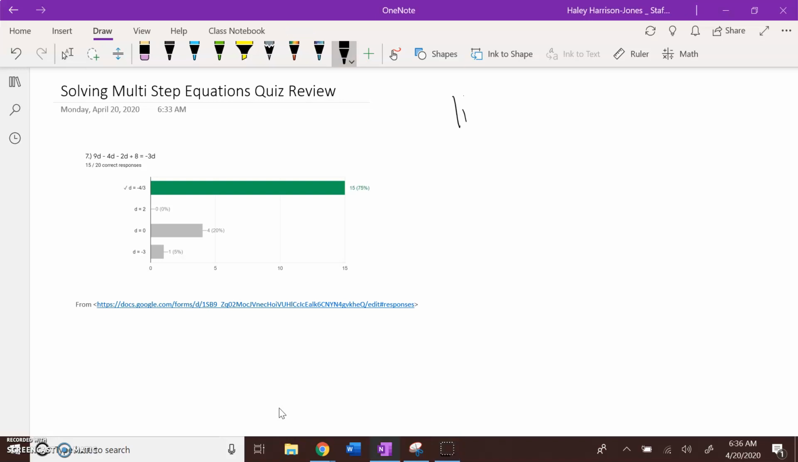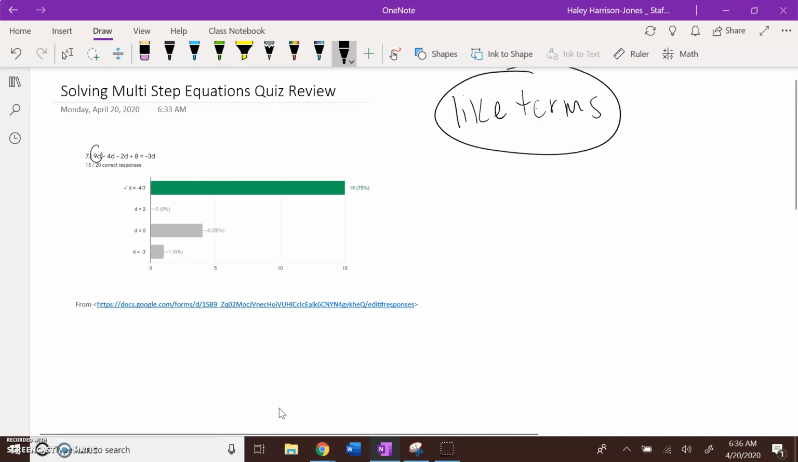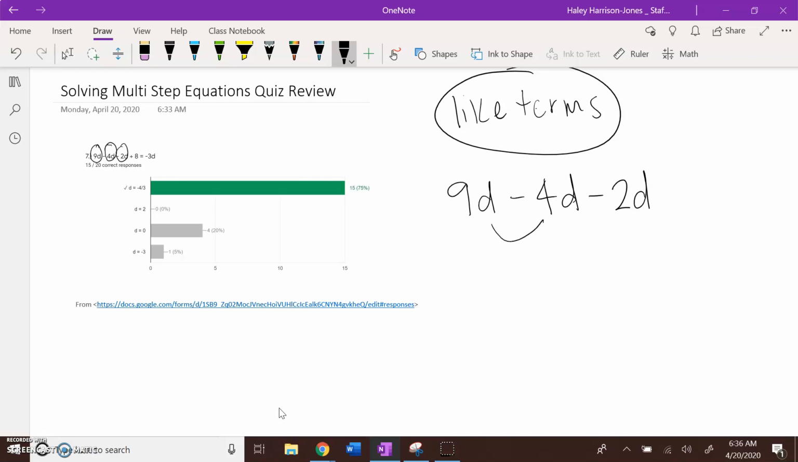Notice that we have some like terms here. That's what we want to take care of first. We've got 9d minus 4d minus 2d, all on the same side. So if I have 9d's and I take away 4d's, and then I take away 2 more d's, 9 minus 4 is 5, and then 5 minus 2 is 3d.